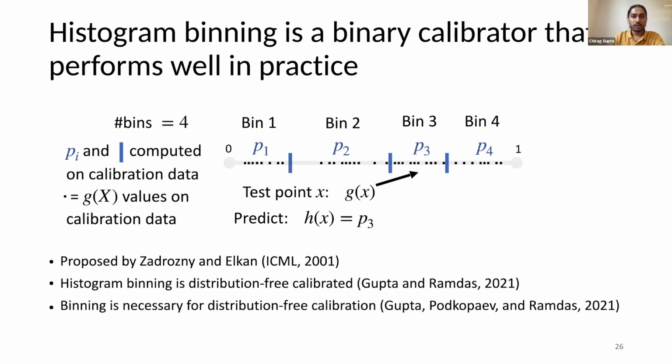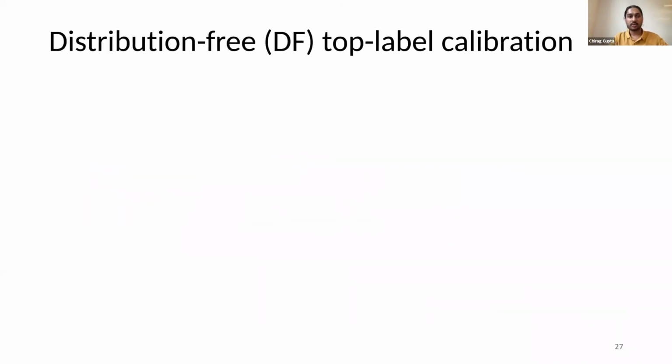Okay, so I won't be going into the binary calibration guarantees, but we'll go into what the final guarantee looks like for top label calibration. I'll be showing the result for distribution-free top label calibration. This slide and the next are slightly heavier on the theory and the math, but right after that, we'll move on to the experiments.